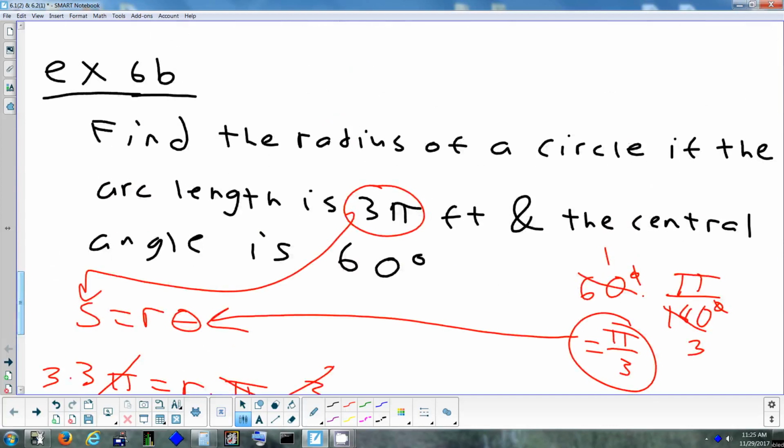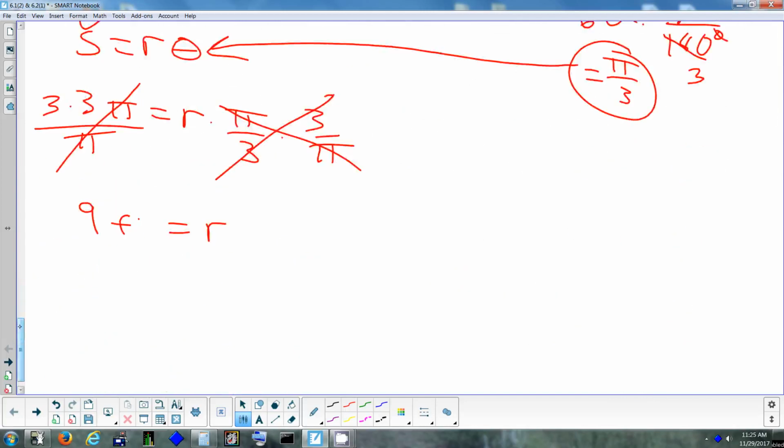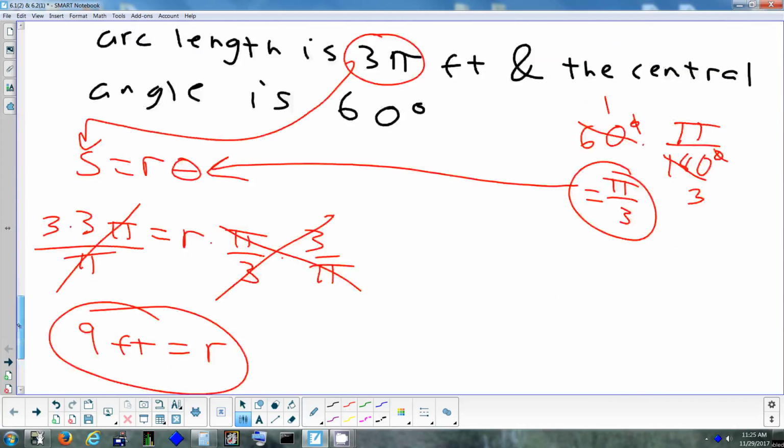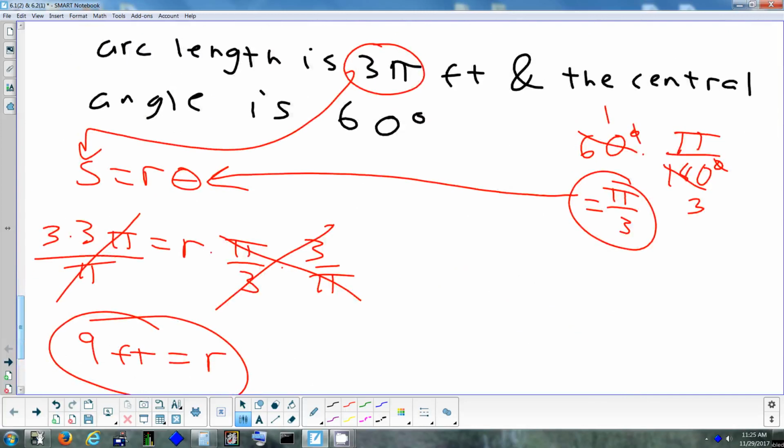And radius is a length, it measures how long something is. So what should the unit be in this problem? Feet. Any questions on that one?